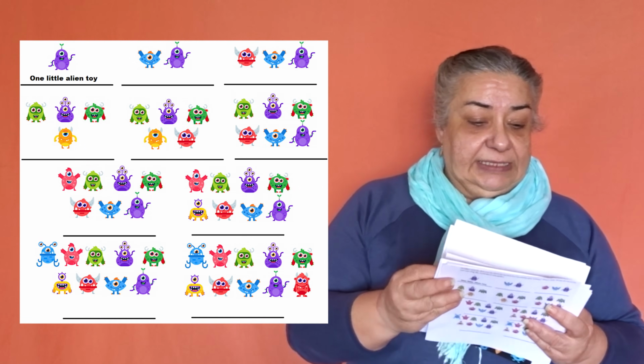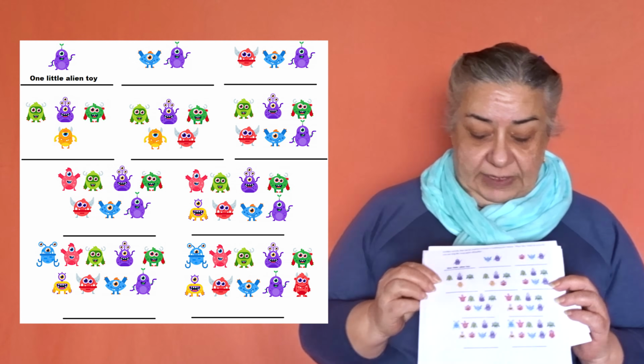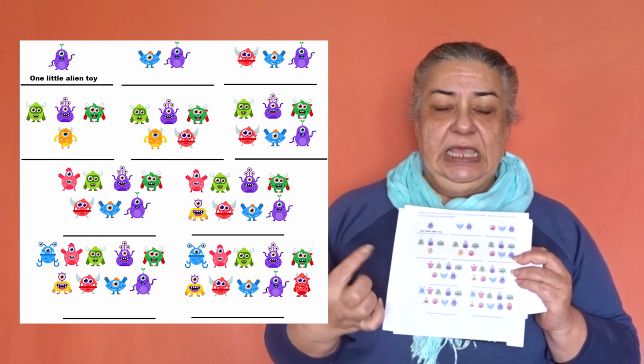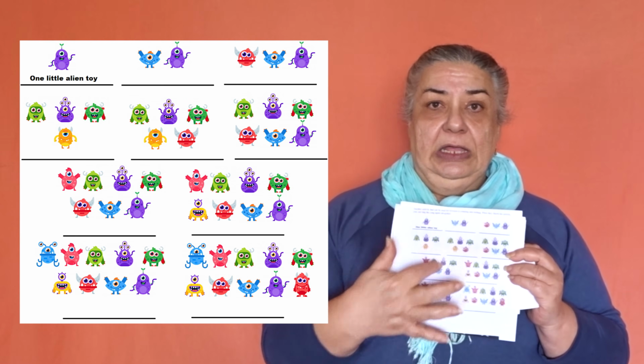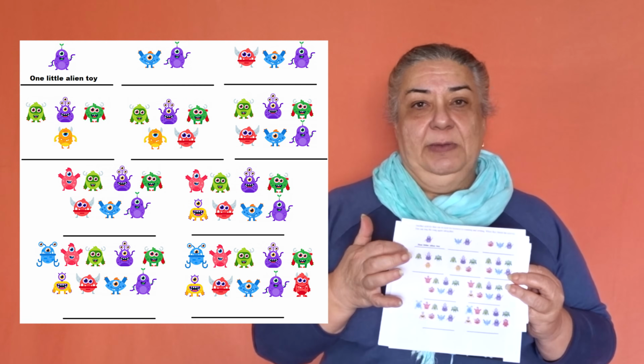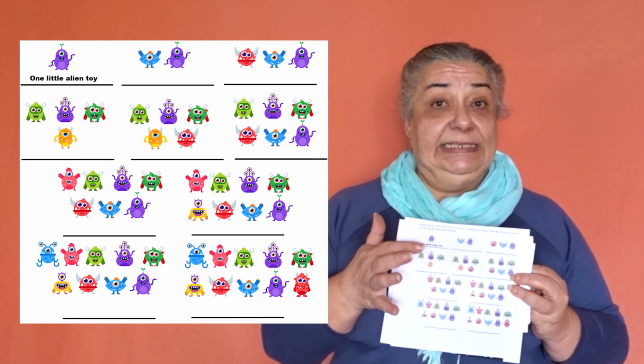Well, if you want to continue with counting and maybe writing, another activity is this one. You can see it on your screen. Maybe it's not too clear here, but it is like this. You have several alien toys, and then you have blanks under the pictures. The first one is an example. One little alien toy.